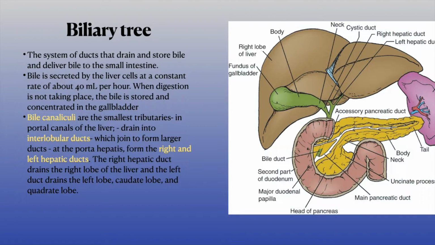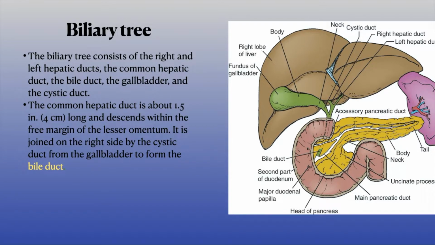Bile canaliculi are the smallest tributaries. They are in the portal canals of the liver and they drain into interlobular ducts. These ducts join to form larger ducts, and then at the porta hepatis, they form the right and left hepatic ducts. The right hepatic duct drains the right lobe of the liver, the left hepatic duct drains the left lobe, caudate lobe, and quadrate lobe.